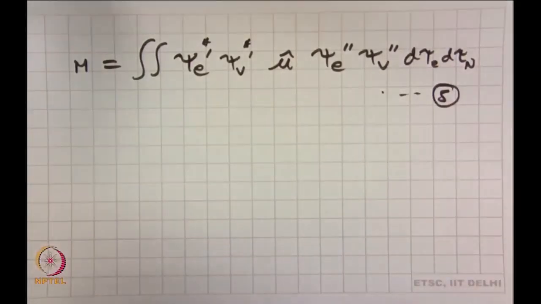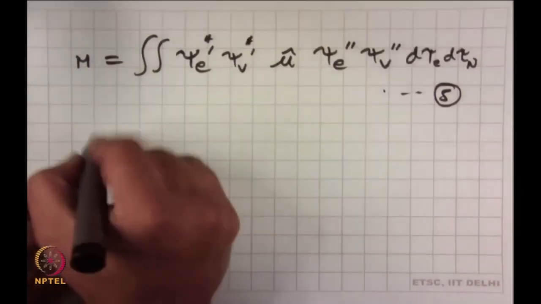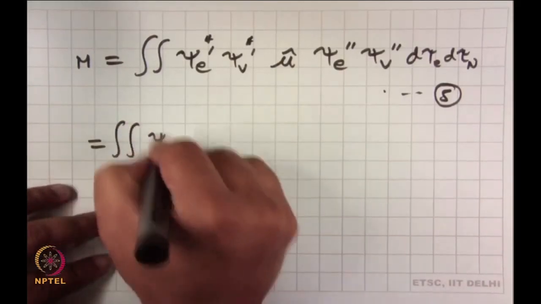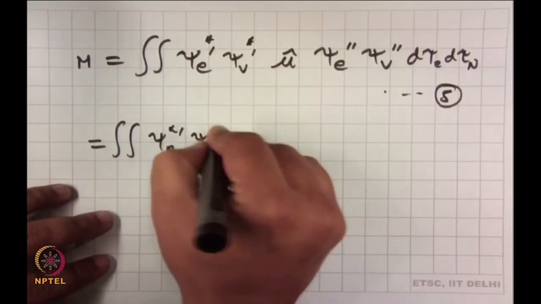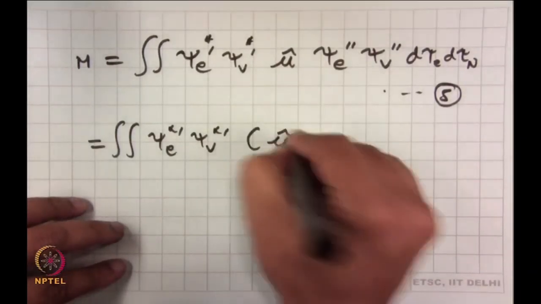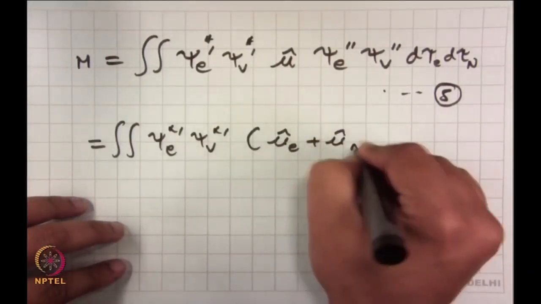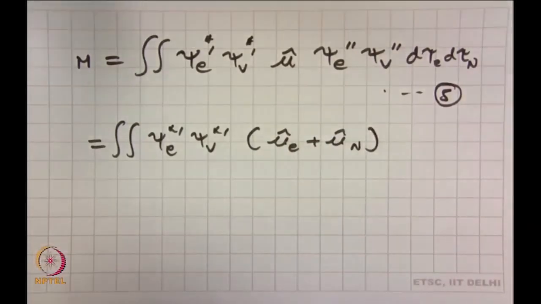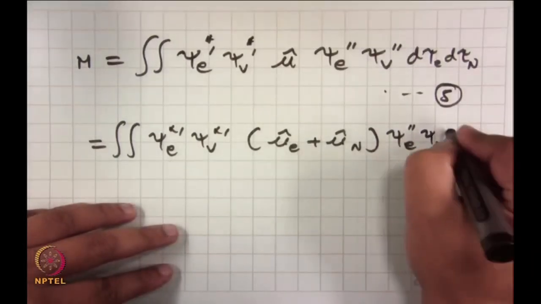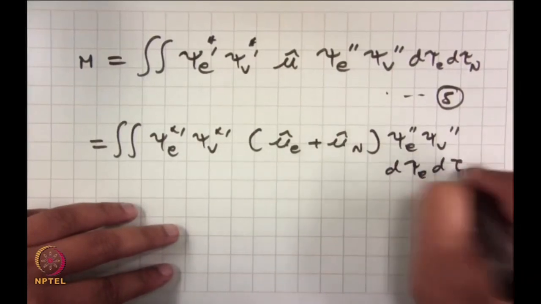With this, remember that psi electronic depends upon small r and big R, psi vibrational depends only on big R. So then we go to the next step. What we now do is we split this by doing psi e star psi v star. Then mu can be written as what now? Mu has two components, right? One is mu electronic, the other one is mu nuclear. Did I write mu n or mu v? Okay, I write mu n, good. Then psi e psi v d tau e d tau n.